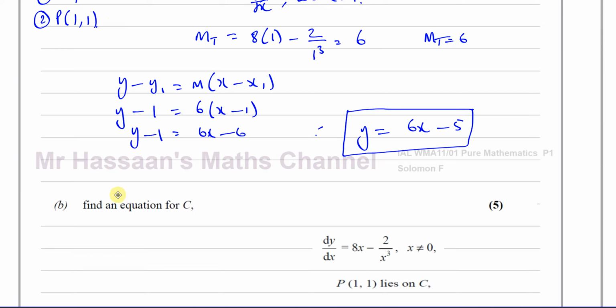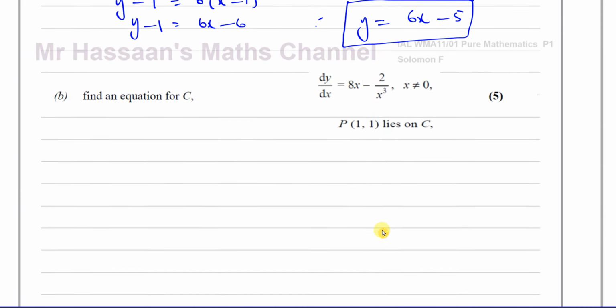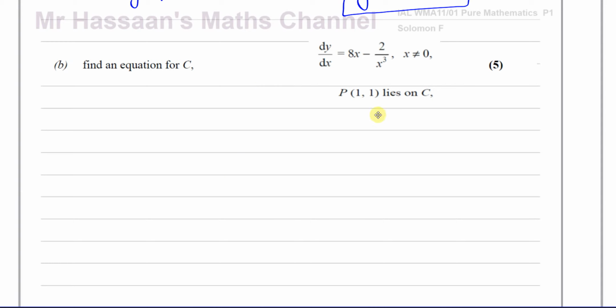Now for part B, it says find an equation for the curve C. So we're given the gradient function, and we have to use this and the point that's given to find the equation of the curve C. So we can take our gradient function, and when we integrate this, I'm going to get it ready for integration by writing it in index form as 2x to the power of minus 3. You write the x cubed, which is in the denominator, as x to the power of minus 3 in the numerator. That's like preparing it for integration.